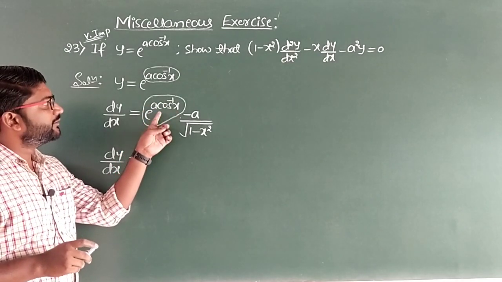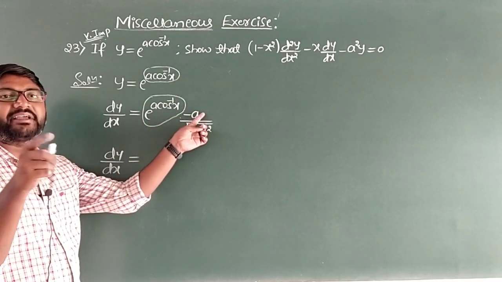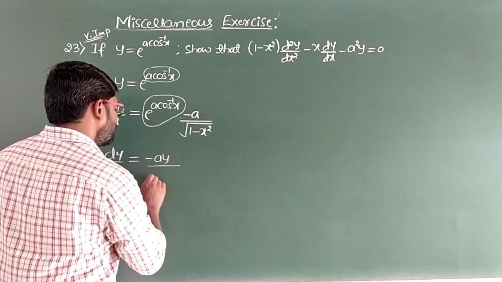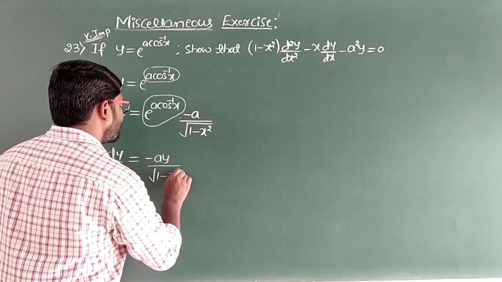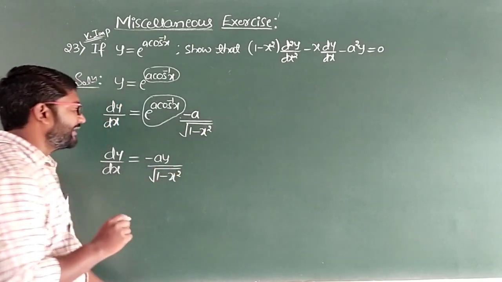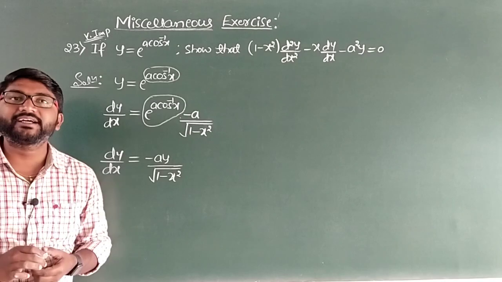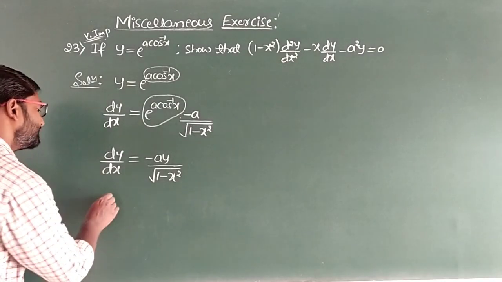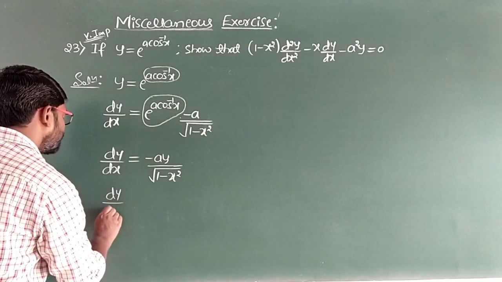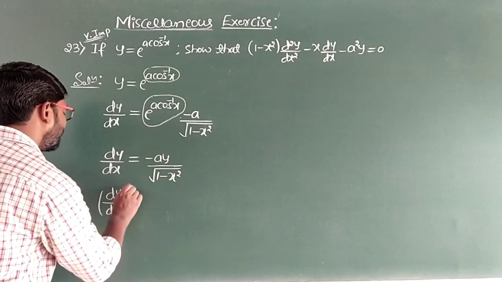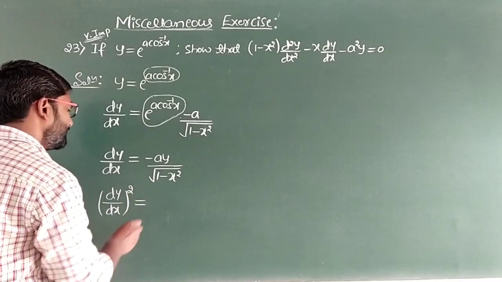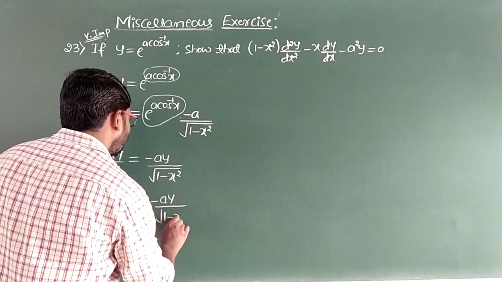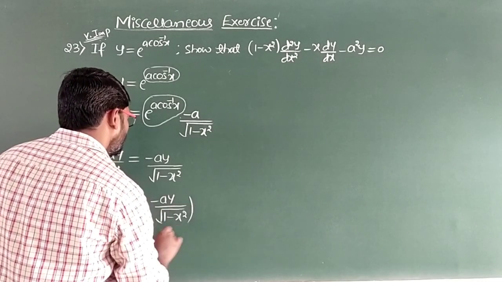So overall what do we get now? y into minus a, it will be minus ay. We get minus ay divided by square root of 1 minus x square. Now we have this square root in the denominator. In order to eliminate that, we will have to square on both the sides. So squaring on both the sides, we get dy by dx the whole square equals minus ay divided by square root of 1 minus x square the whole square.